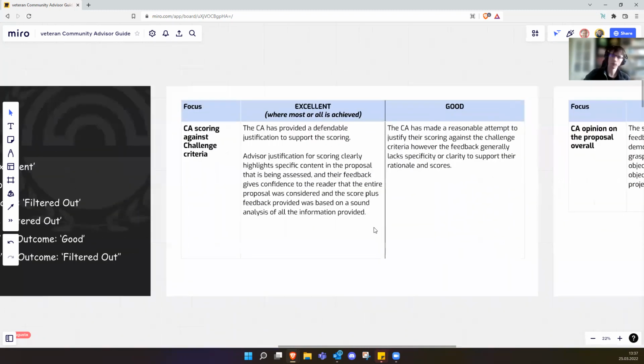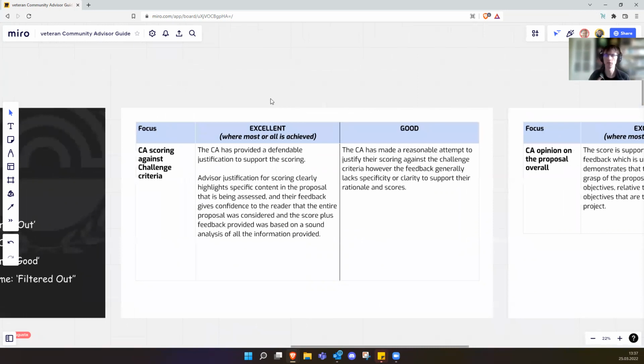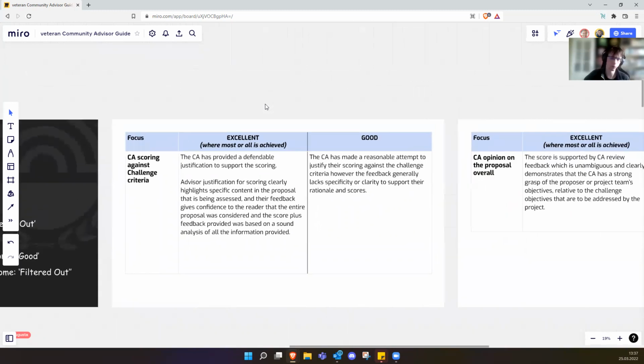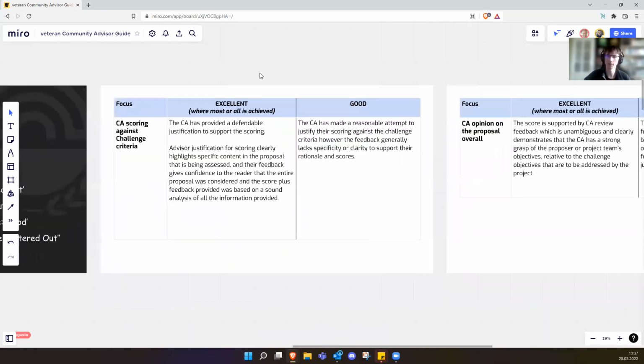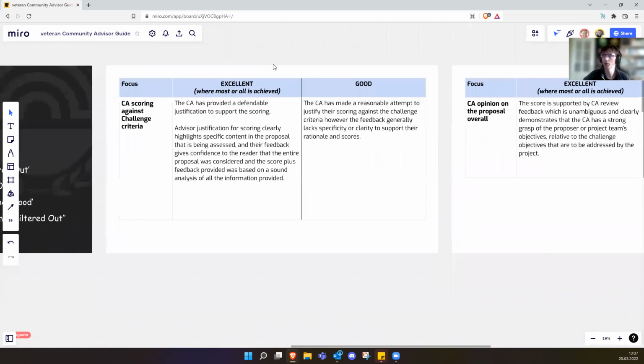And now we come down to describing what is excellent and what is good, because this is the main distinction you want to make. Filtered out is kind of easier to spot. If it has nothing to do with helping the proposer, the proposal, or the voter, then it's easily filtered out. But sometimes it's hard to make a difference. Is it good or is it excellent? This is where you come in and give your best judgment.